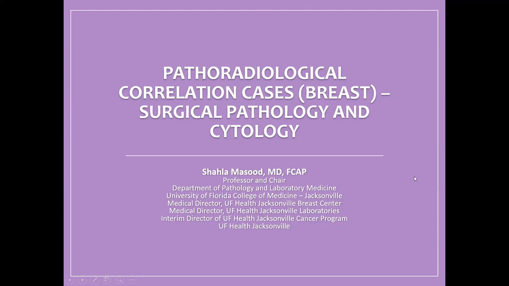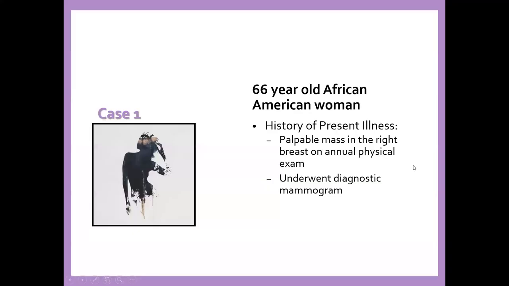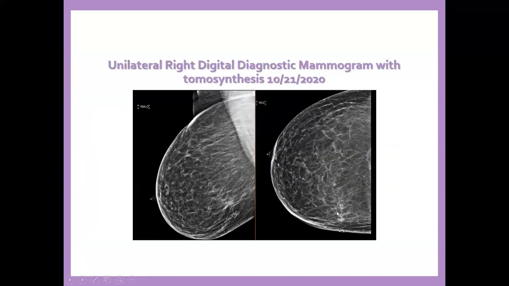And since I still have time, I think I can probably move forward with that. So this is case number one. This is a 66-year-old African-American woman. History of present illness: palpable mass in the right breast on the annual physical exam, and she underwent a diagnostic mammogram.